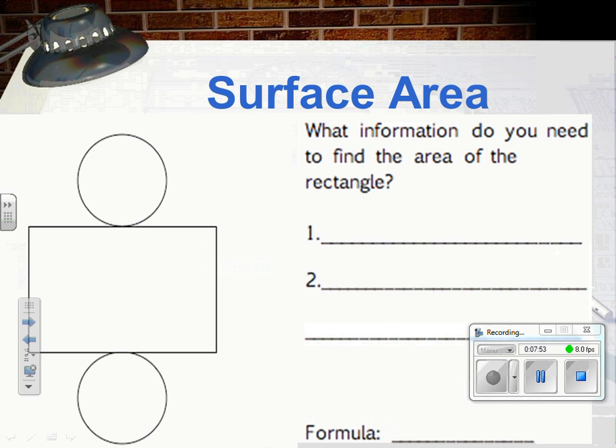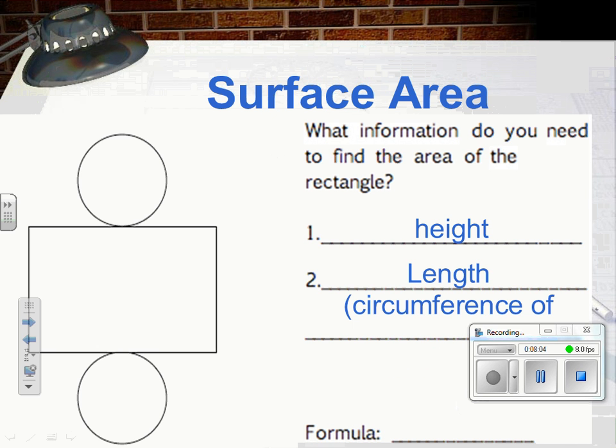Now, let's go ahead and talk about this rectangle. Part of the rectangle is the height of that cylinder. The other part of that rectangle is the length. We know length times height or length times width. But the length is actually the circumference around the circle. So I'm going to say 2 pi r. The circumference of the circle is 2 pi r, and I'm going to multiply that by the height. So I get 2 pi r h.